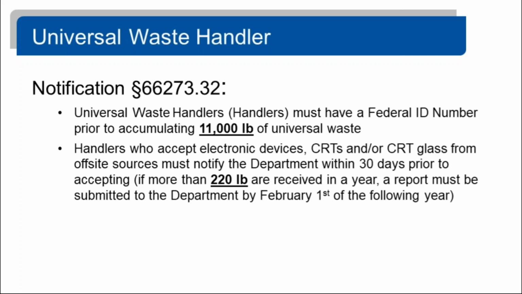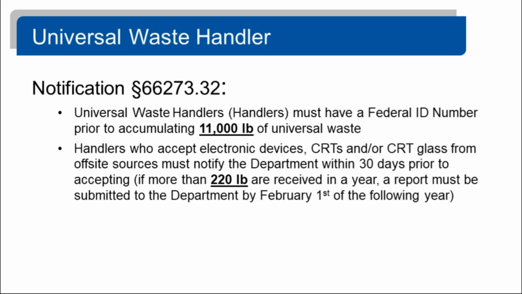Universal waste handlers, there are some notification requirements. You must have a federal ID number prior to accumulating 11,000 pounds of universal waste. So you cannot accumulate 11,000 pounds of universal waste without having a federal EPA ID number. And handlers who accept electronic devices, CRTs, CRT glass from offsite sources must notify the department. When you see the department referenced, we are referring to Department of Toxic Substance Control, Cal EPA's branch that enforces these regulations, within 30 days prior to accepting the waste.